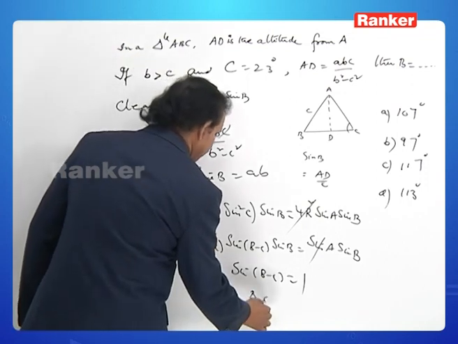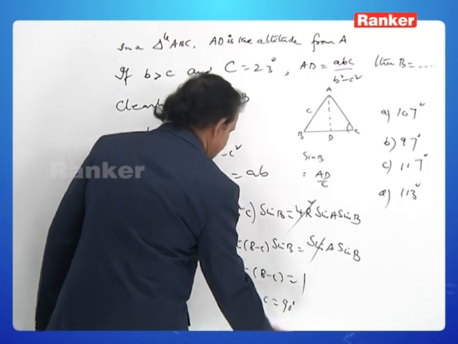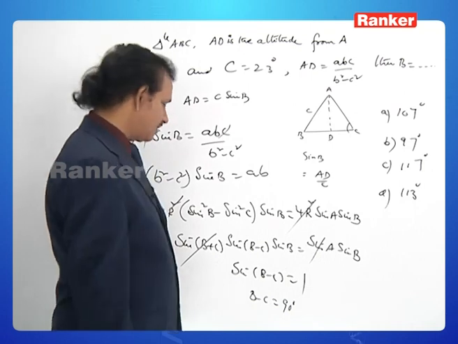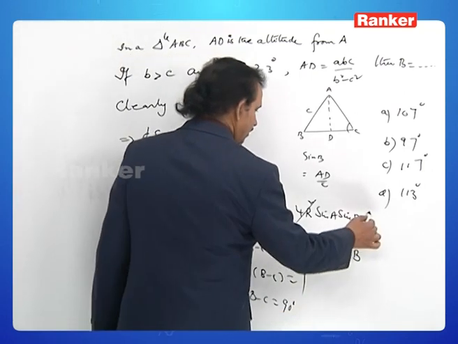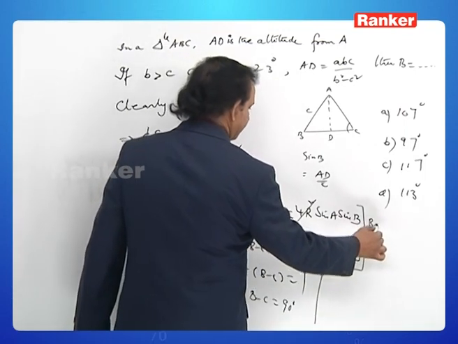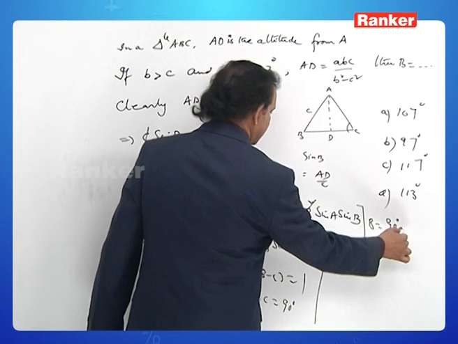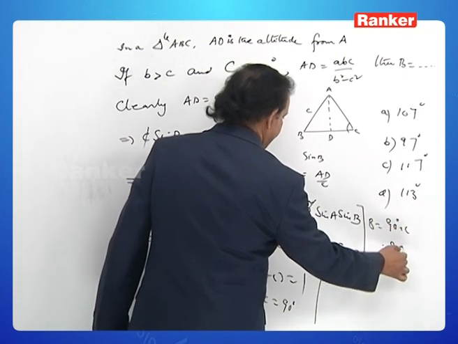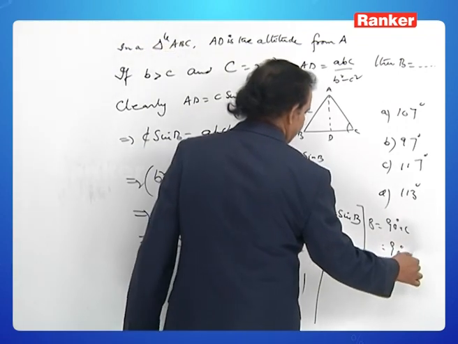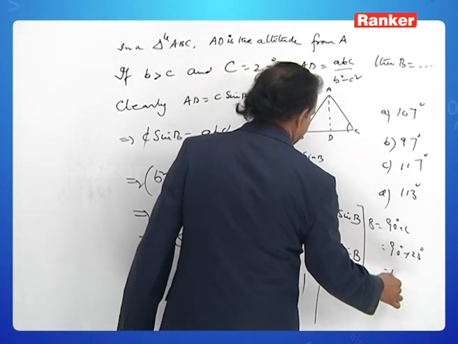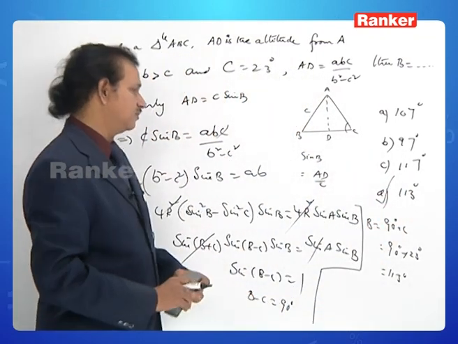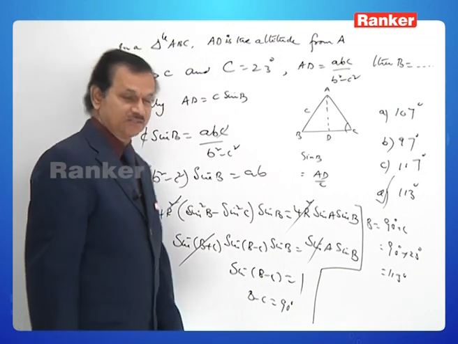Therefore, B minus C is equal to 90 degrees, because in a triangle, sin theta is equal to 1 means theta is 90, no doubt about it. Therefore, B is equal to 90 degrees plus C. What is C? It has been given to be 23 degrees. 90 plus 23 degrees is just nothing but 113. So what is the right option? 113 degrees is the right option.